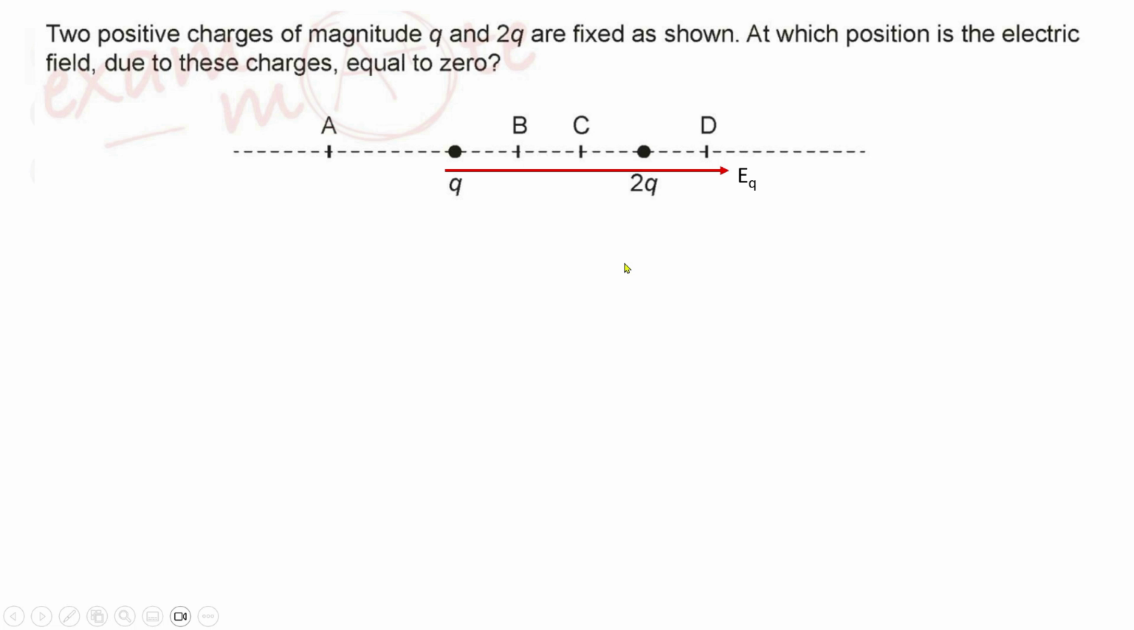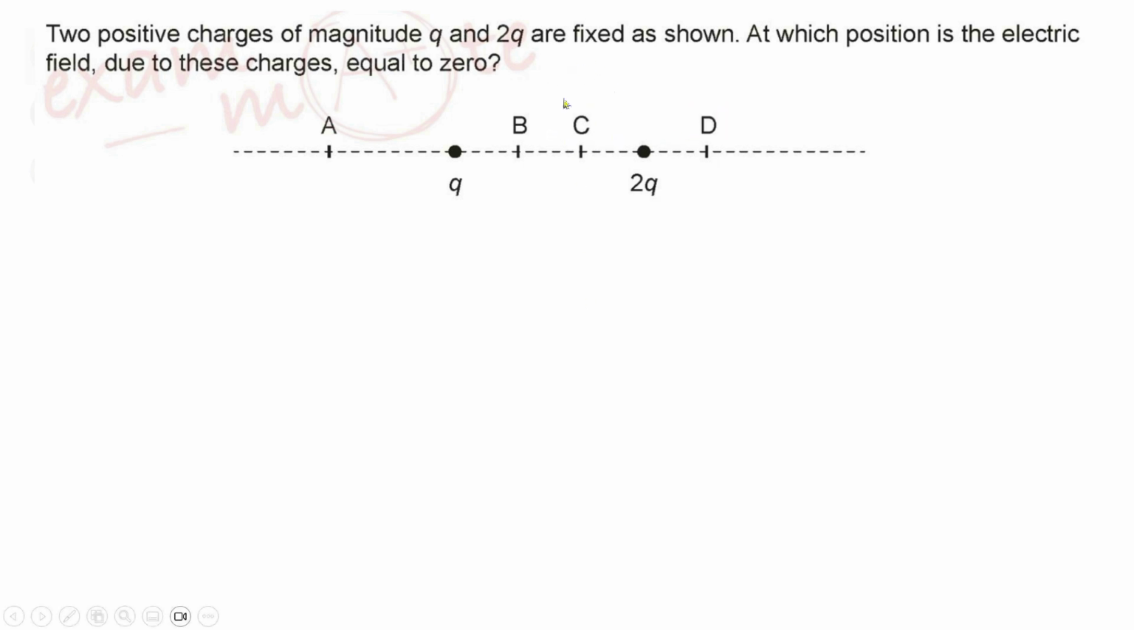Now 2q is again positive, so the electric field line will go towards the right. Even in this case, the net electric field is additive because the two arrows are in the same direction. So using the same logic as A, even at D, the net electric field can never be equal to 0 because it's the sum of two positive numbers. So hence, D is also not the answer.